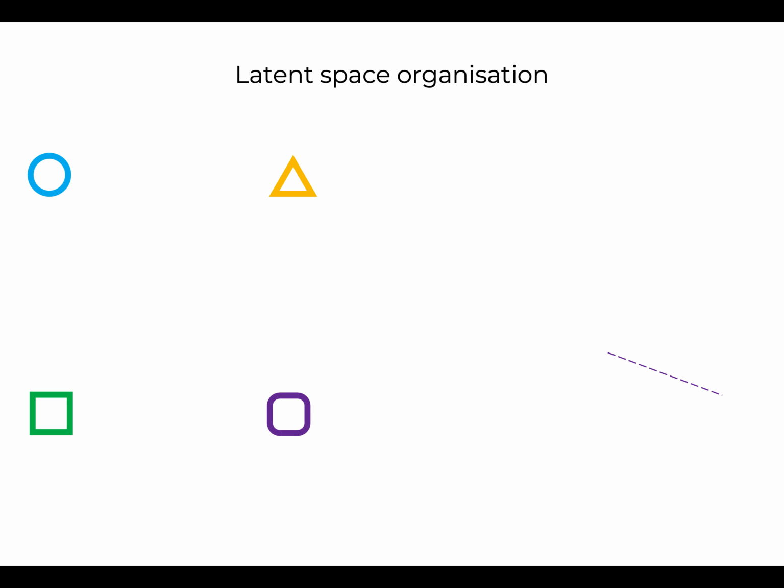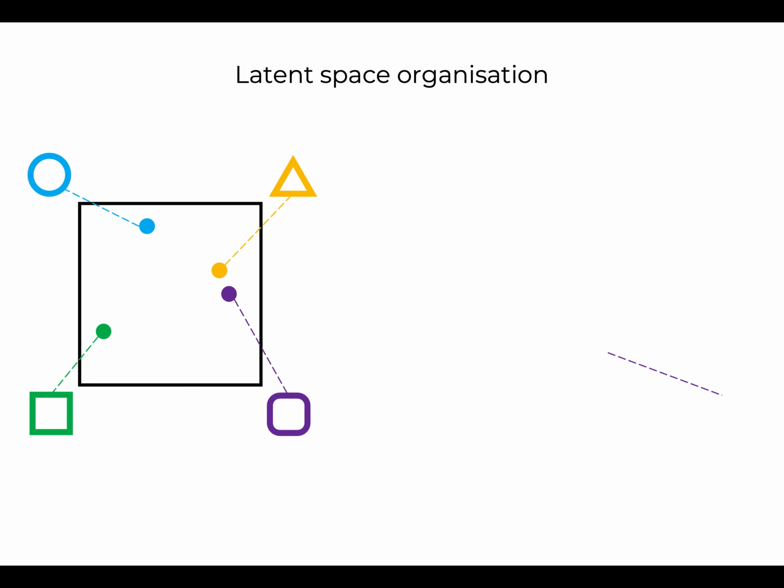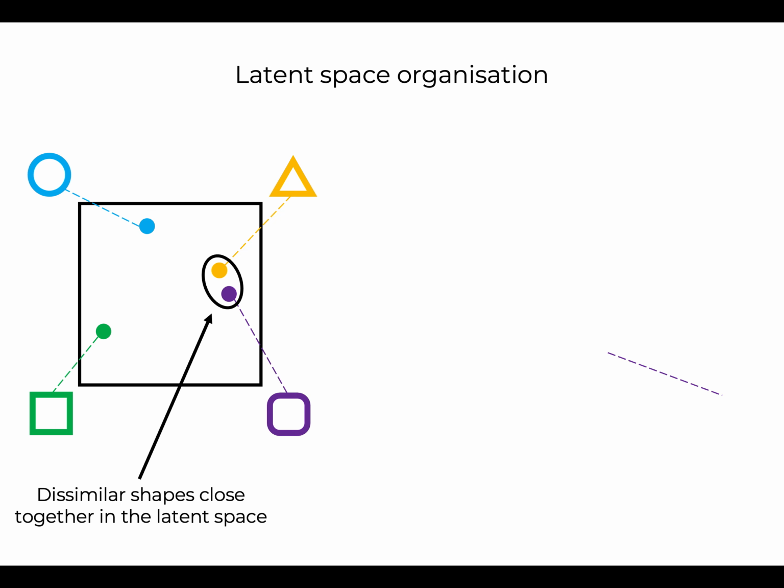So in general, what we would like is a well-organized latent space, and let's just talk about what we mean by that. So imagine that we have some set of shapes, and we would like to learn a low-dimensional representation of these shapes. So here I've shown 4 different shapes, and imagine that I'm embedding them into a 2D latent space, and let's say I train my autoencoder and they embed like this. So the problem with this is that dissimilar shapes have ended up close together in the latent space.